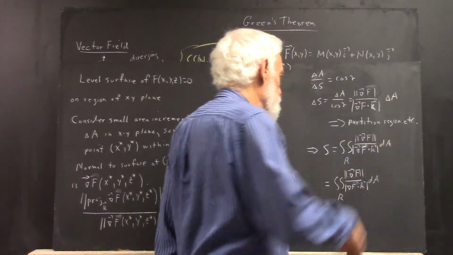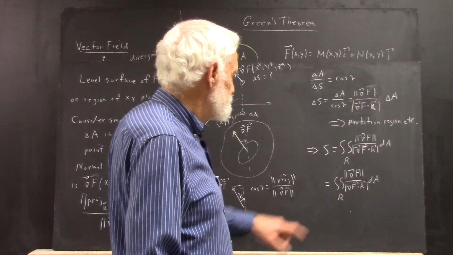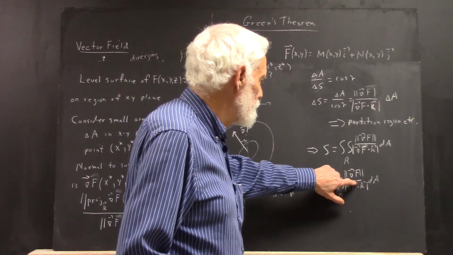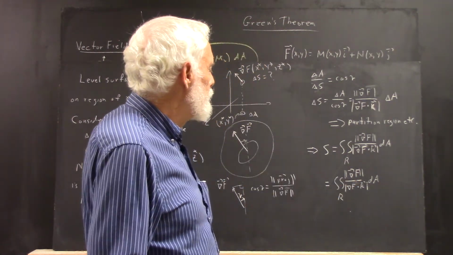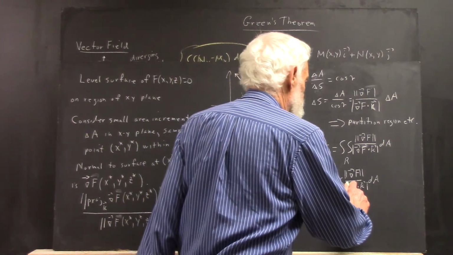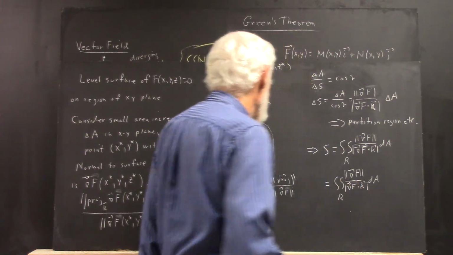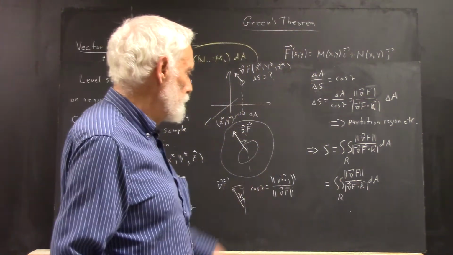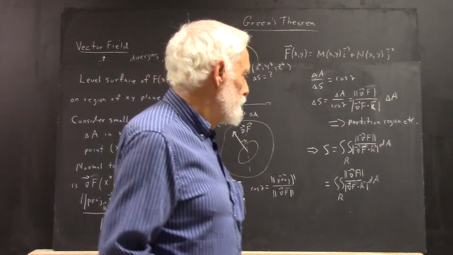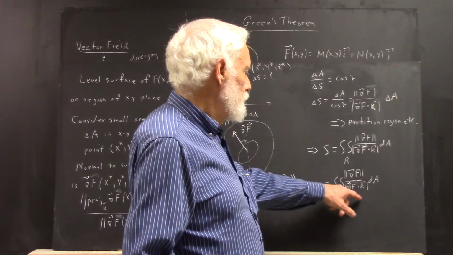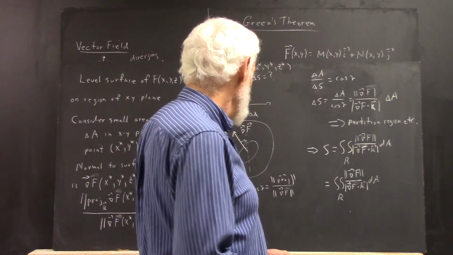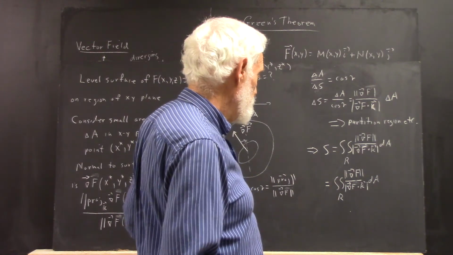I kept putting arrows over the f's and then smudging them out, so that's the reason for all the smudges. And then sometimes I miss the arrow over the del. Okay, probably other places too. In any case, then that's equal to this integral, and that's what was to be proved.